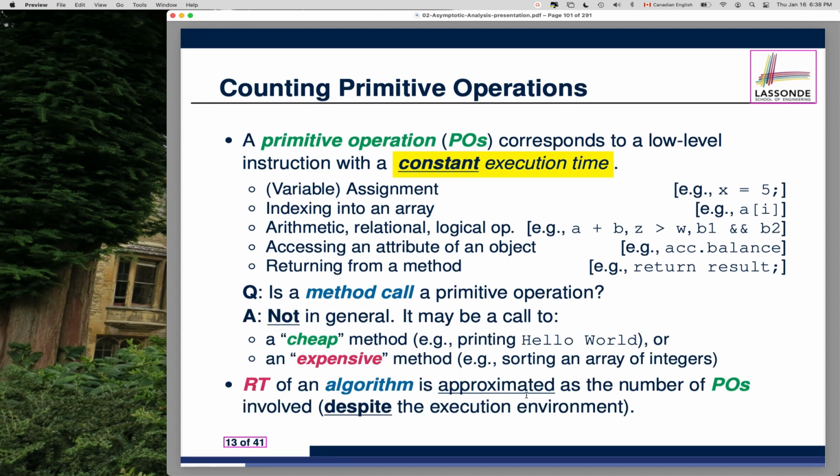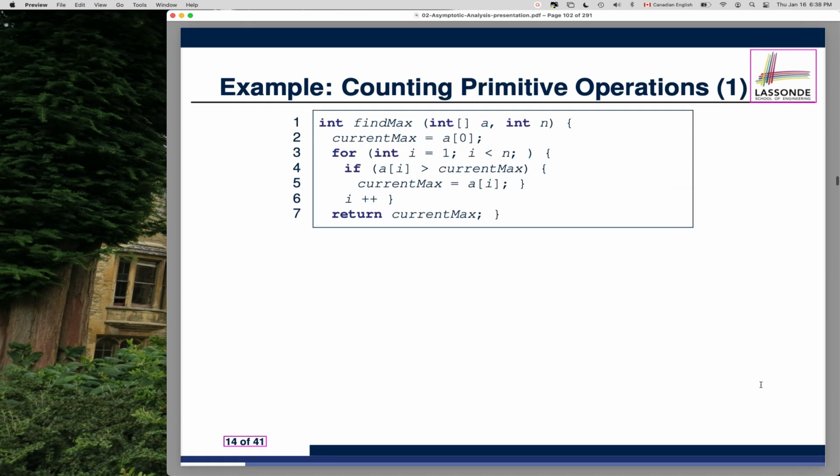So the running time of an algorithm, we're now going to approximate it by counting exactly the number of primitive operations without worrying about what the execution environment is. All right, let's now do one example. I have about 12 minutes. Should be good. I want you guys to look at this fragment of code, which is going to take some input array and then find out the maximum. I'm pretty sure you know how to do it, right? That's maybe more like a first year level.